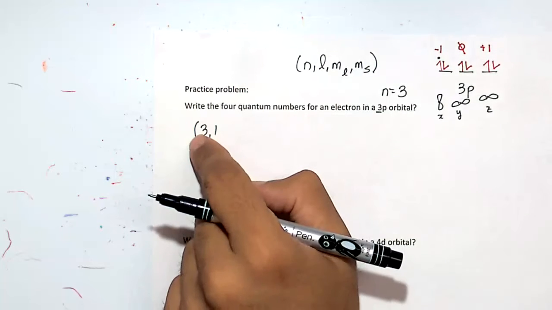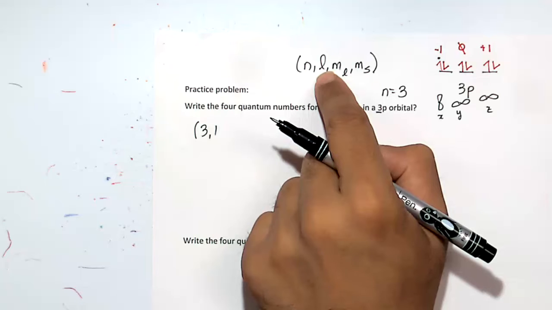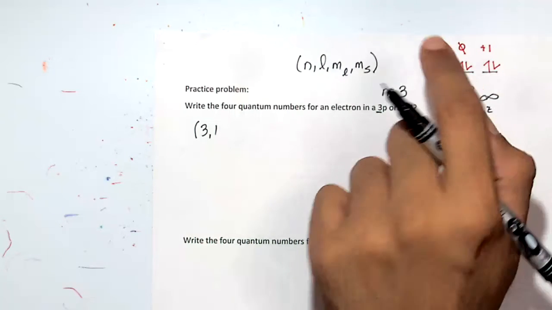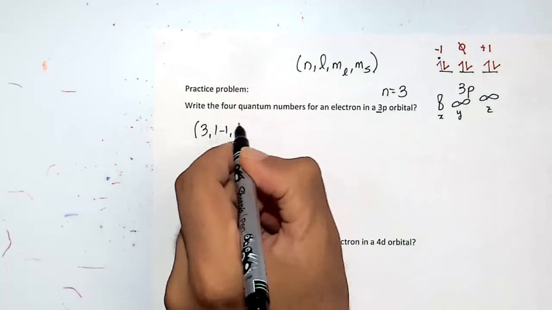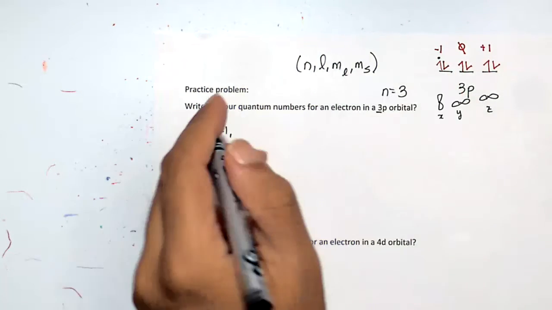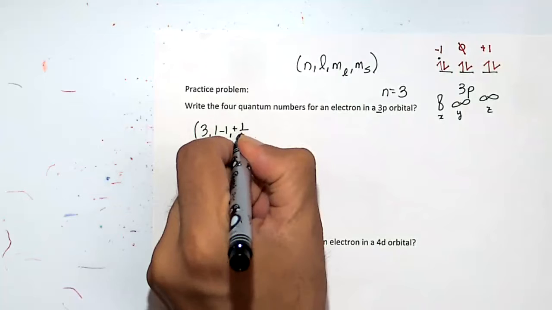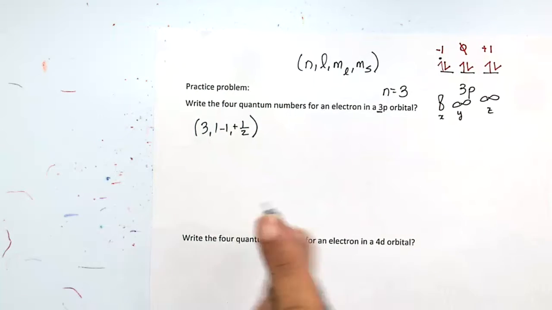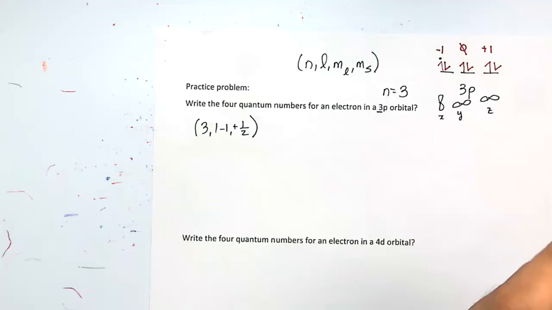It's 3. L for a p orbital is 1. What is m sub L? -1. Is that spin up or spin down? Spin up, pointing up. So that's the address for the first electron. We have 5 more to go.